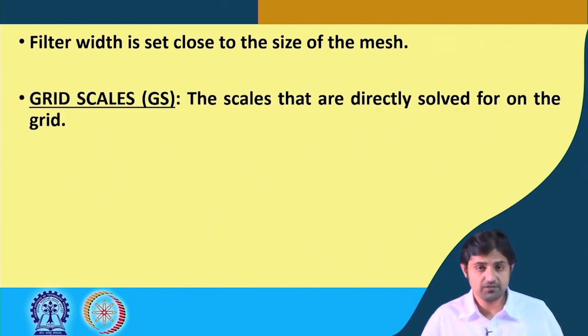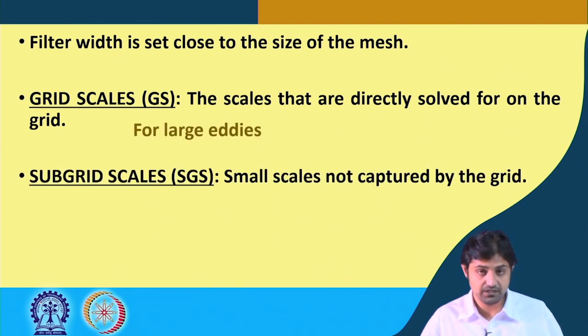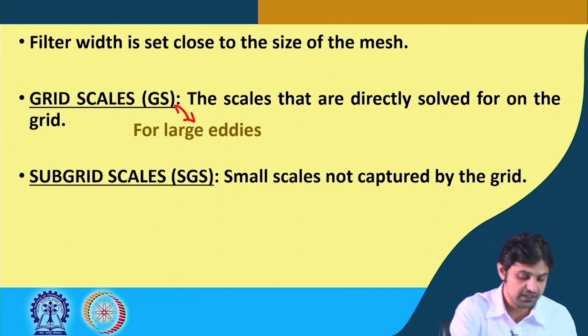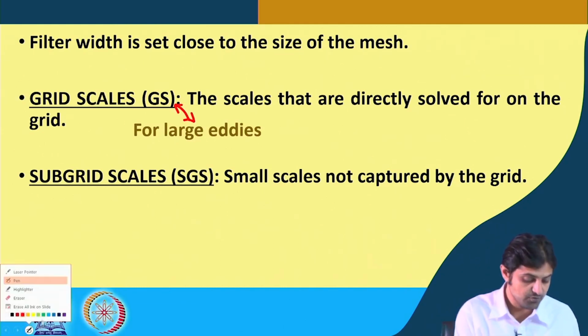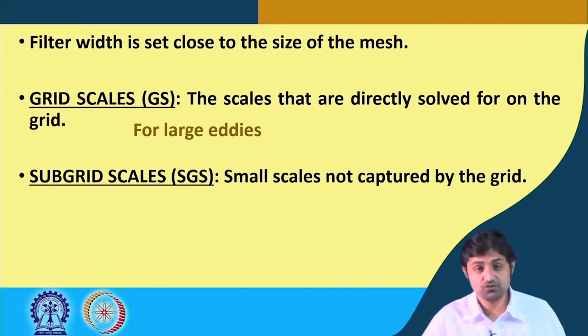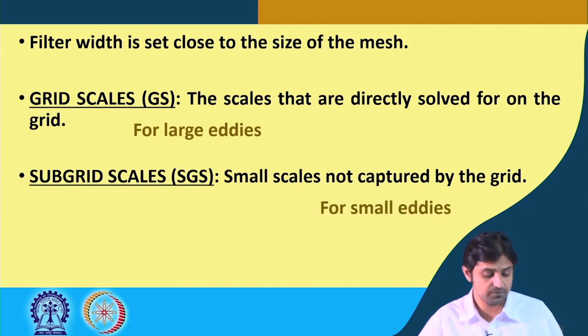There are some terms that we use in LES when we use the size of the mesh. One is the grid scale, GS. The scales that are directly solved for on the grid are called the grid scales. Grid scales are used for the large eddies, and for the smaller ones there are subgrid scales. So small scales are not captured by the grid, because they are smaller in size. To capture those eddies, the grid should be at least smaller than those. So subgrid scale modeling is used for smaller eddies.